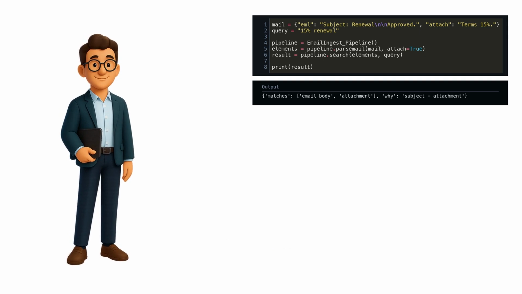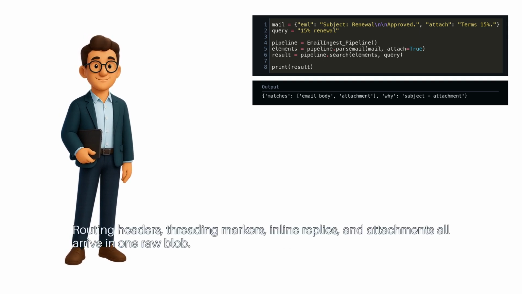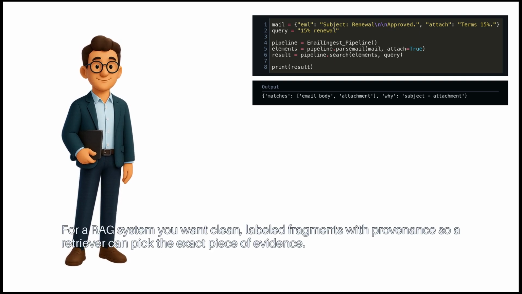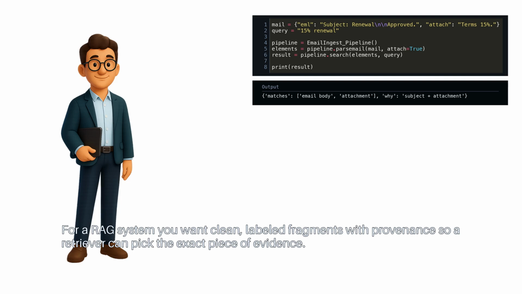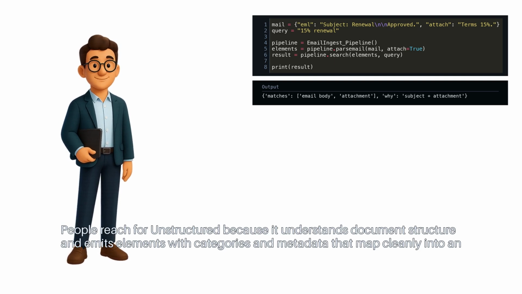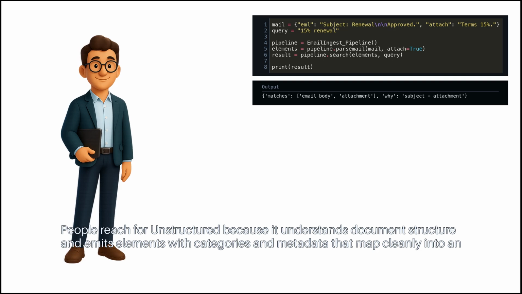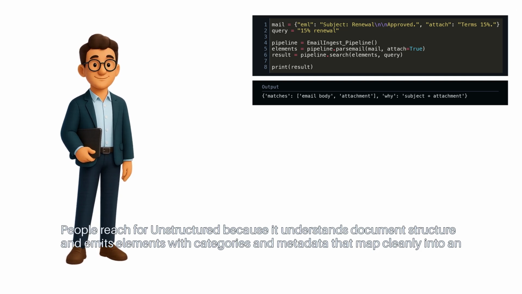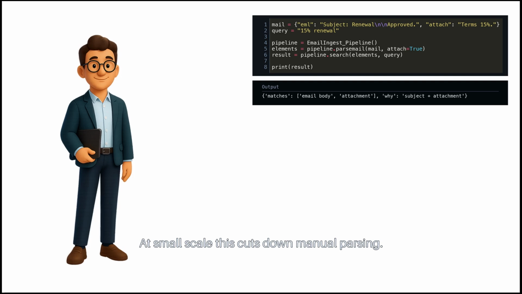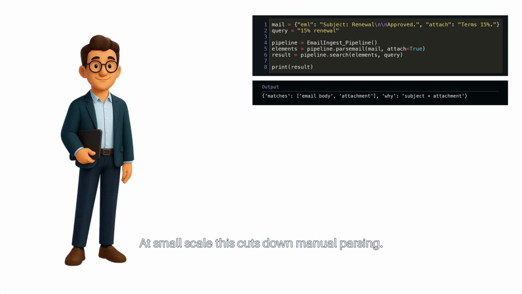Emails are messy. Routing headers, threading markers, inline replies, and attachments all arrive in one raw blob. For a RAG system, you want clean, labeled fragments with provenance, so a retriever can pick the exact piece of evidence. People reach for unstructured because it understands document structure and emits elements with categories and metadata that map cleanly into an index. At small scale, this cuts down manual parsing.